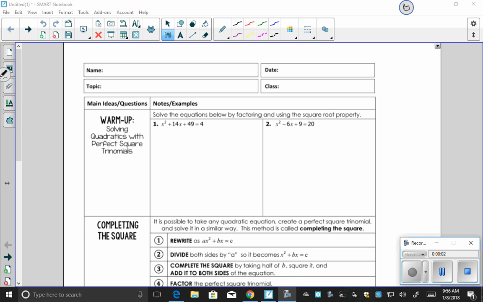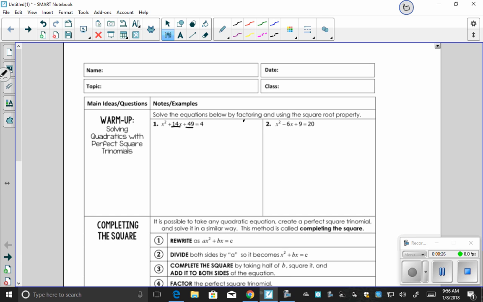Today we're going to be talking about solving quadratics. First thing I want to discuss is factoring. For this problem, it says to solve the quadratics with the perfect square trinomials. If I notice, these are going to be perfect square trinomials.